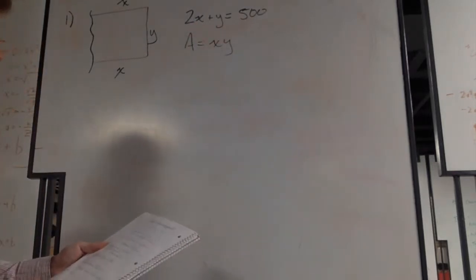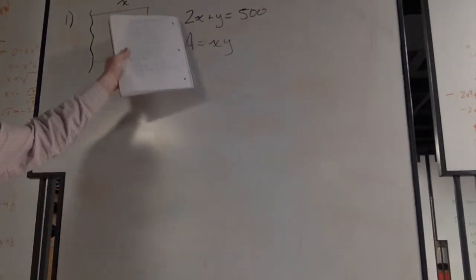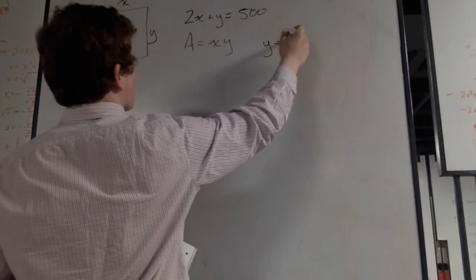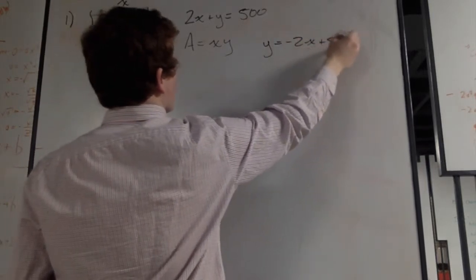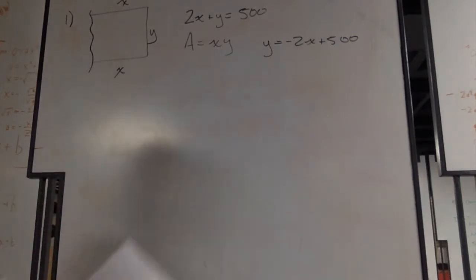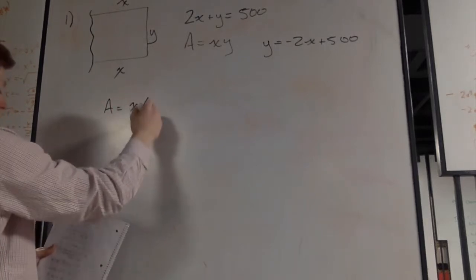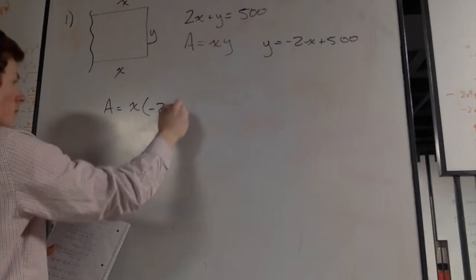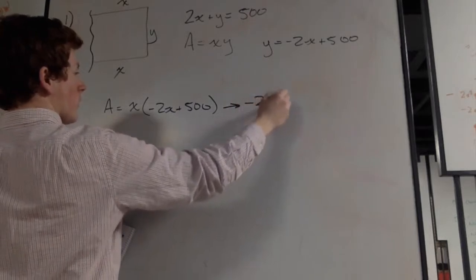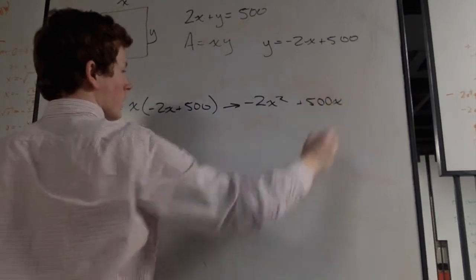So to begin with, you have to solve for the y in the 2x plus y equation, which would be y equals minus 2x plus 500. So then from there, you just sub that into the area equation. So that would be A equals x times minus 2x plus 500, which then simplifies into minus 2x squared plus 500x.